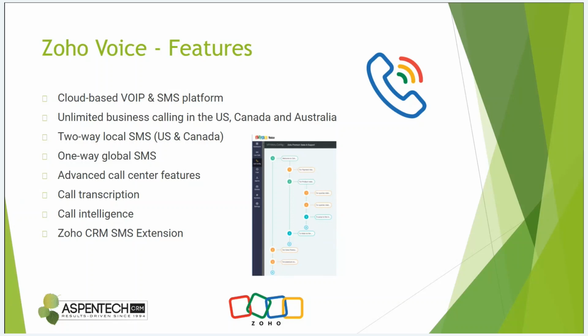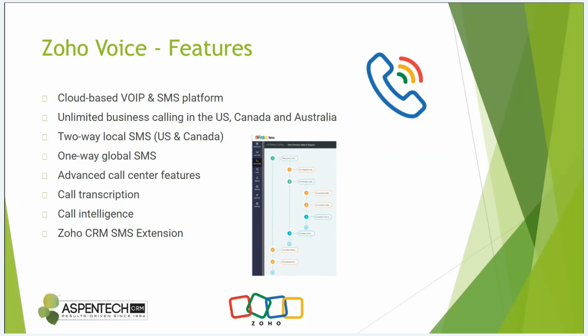Zoho Voice also includes a lot of advanced call center features like call queues, call listening, call barging, power dialer, queue performance analytics. So there's really a lot there. That is an add-on, the advanced call center, to the base subscription, but you can really do a lot with Zoho Voice. In addition, there's some powerful capabilities like call transcription and call intelligence.